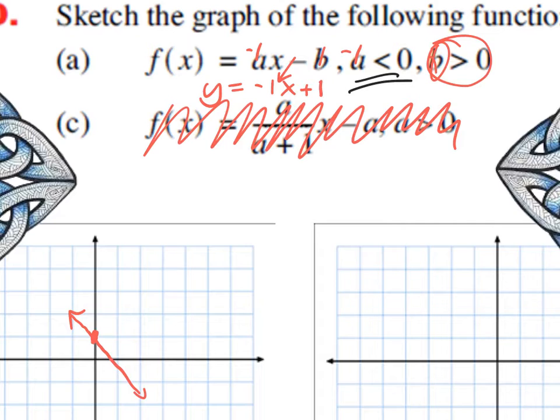As b gets bigger and bigger, we picked 1 in the first place. It was the smallest one we could pick. As b gets bigger and bigger, it's the opposite of b. So, for instance, if we put in 2 for b, would it have gone down 2? No, wait, opposite, up 2. They're just going to keep going up from there.